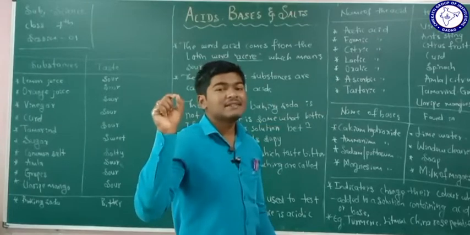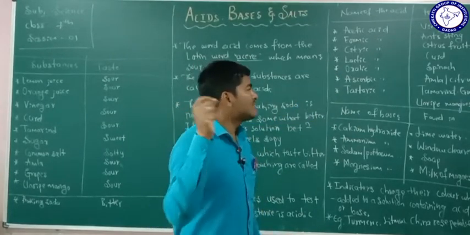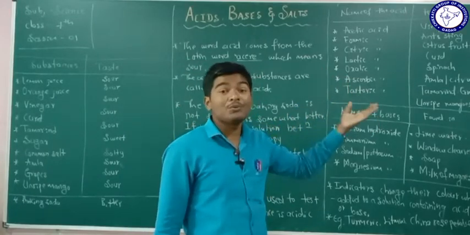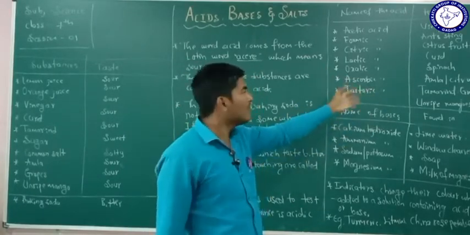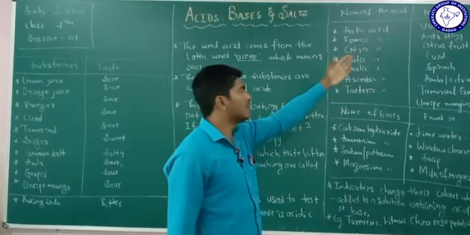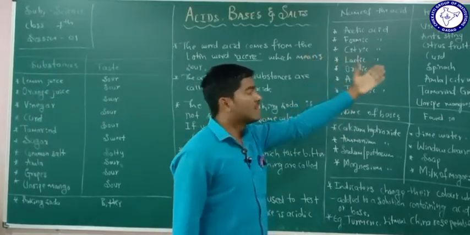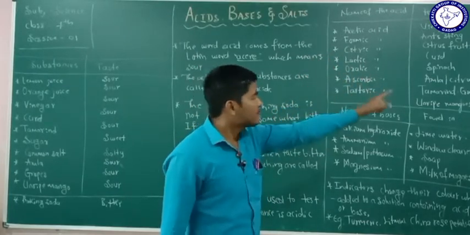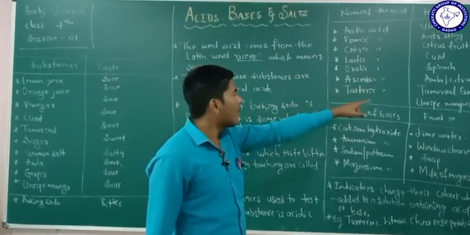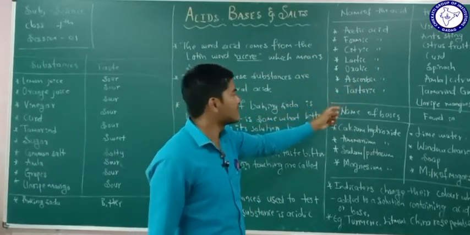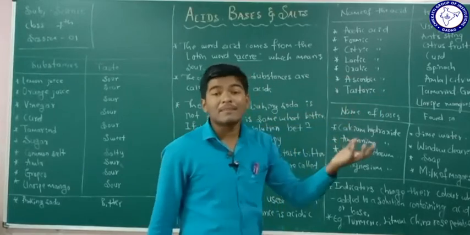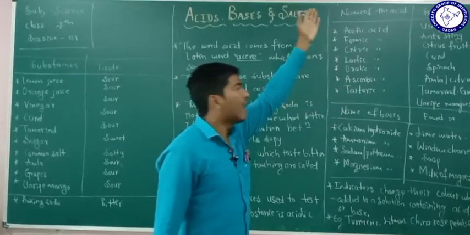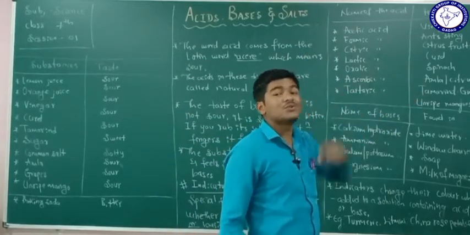Write down which acid is present in amla, write down which acid is present in tamarind, write down which acid is present in grapes. Is it clear? So the vinegar contains acetic acid, the ant sting contains formic acid, citrus fruits contain citric acid, curd contains lactic acid, spinach contains oxalic acid, amla and citrus contain ascorbic acid, and tamarind, grapes and unripe mangoes contain tartaric acid. These are all examples of acids, and these are all the examples of substances which contain acids.